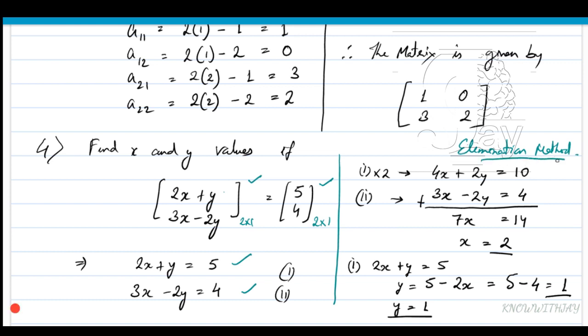So we need to equate the coefficients of one of the terms. Here we have equated the coefficient of the y term. So we have multiplied the first equation by 2 so that we get 2y. So we can eliminate y from the two equations and we have 7x equals 14. So that's how we get x equals 2. And if we put the value into one of the equations, we get y equals 1. That's how we get the values of the variables.